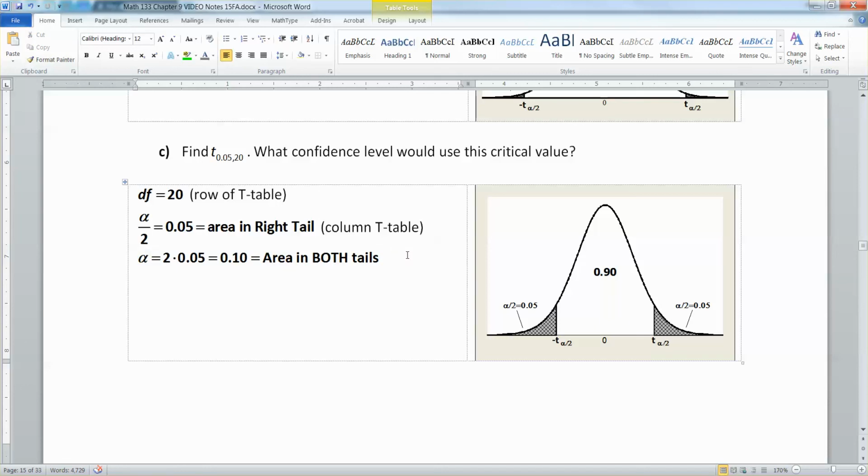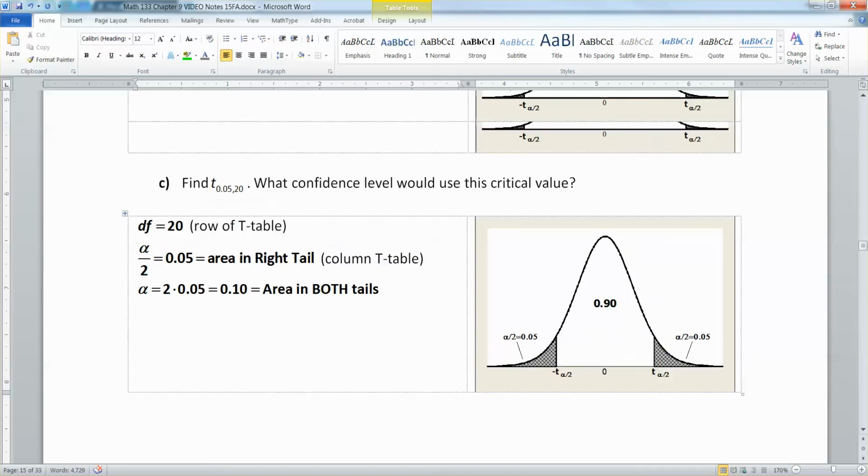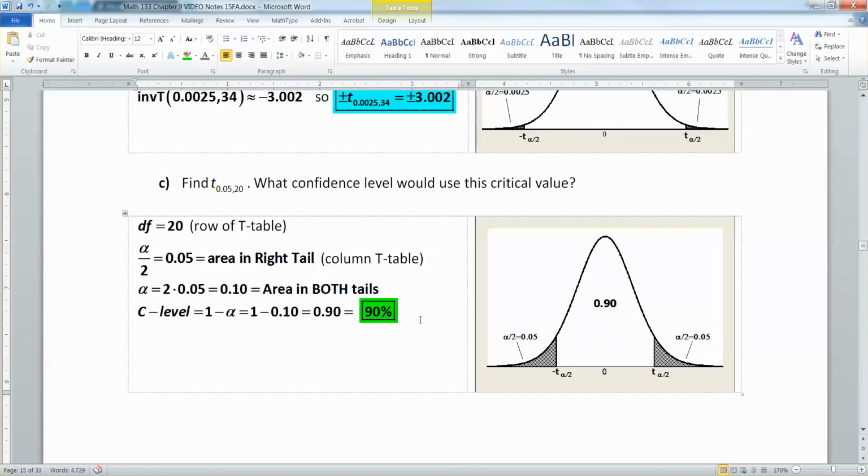That means that the center area has to be the complement of that. There we go, 90%. So I've already answered one question. What confidence level would this use? That green answer is my answer. That's the confidence level. All right, now I just have to find the values.